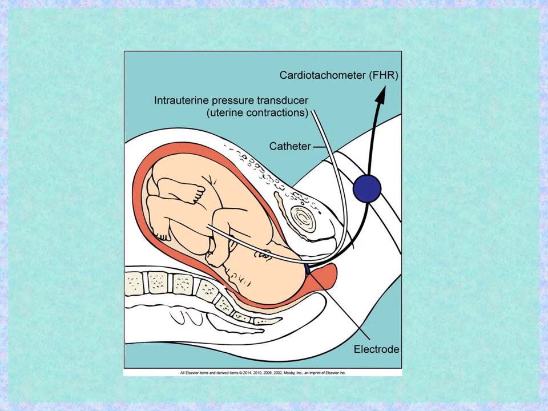In this slide you see the internal monitoring of both uterine activity and a spiral electrode. The IUPC, or the intrauterine pressure catheter, is floating in the amniotic fluid in front of the baby. The spiral electrode is attached to the fetal scalp.